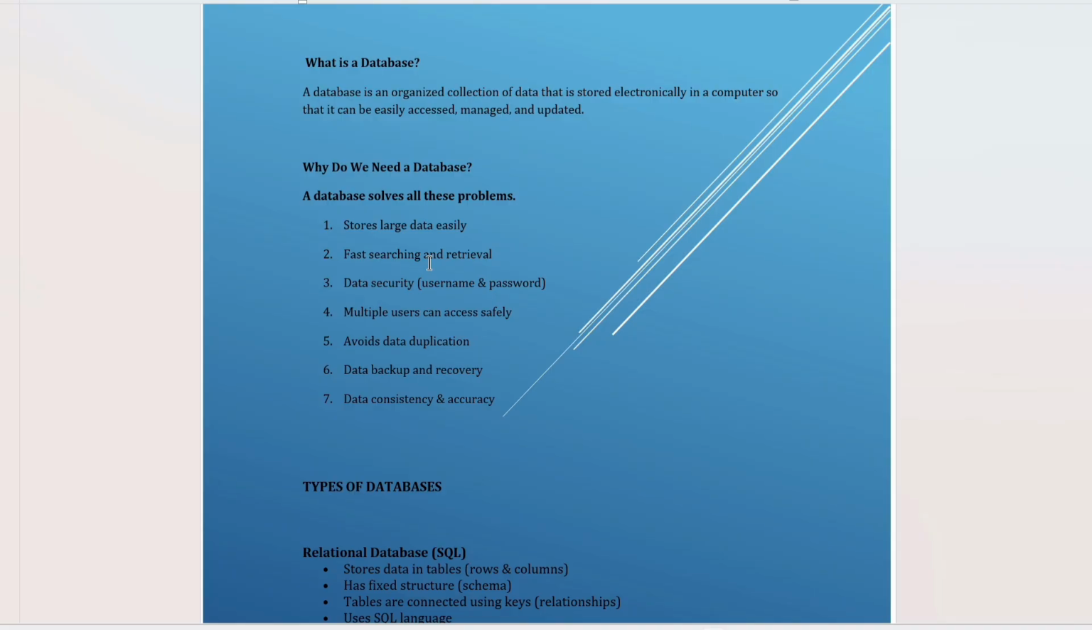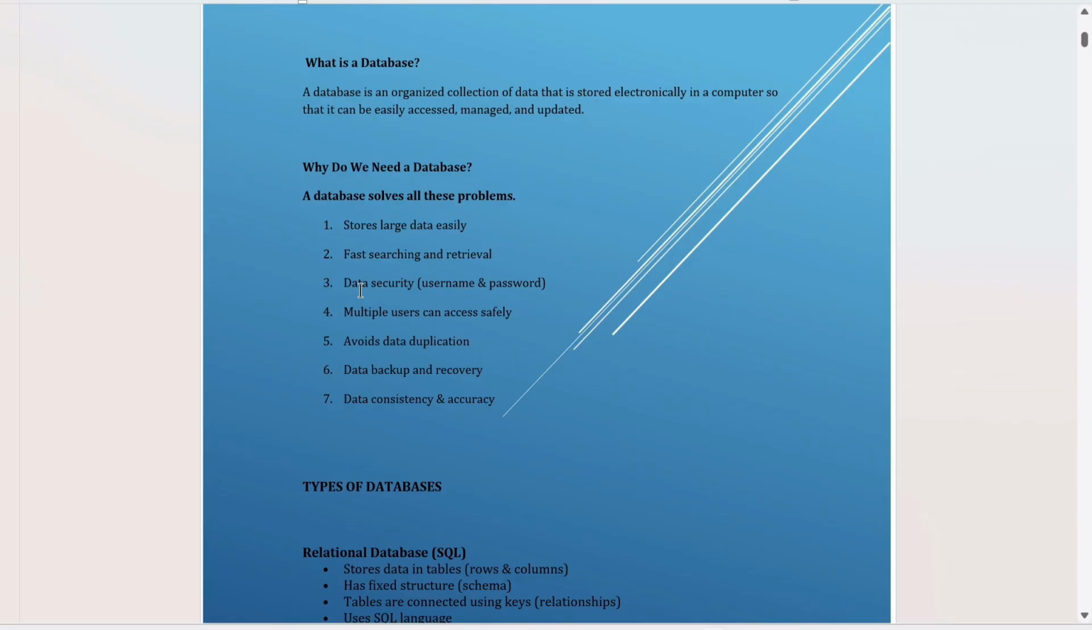The next point is fast searching and retrieval. A database helps to find data quickly. If you want to search a student roll number, the database gives the result in seconds. Without a database, searching in files takes more time.